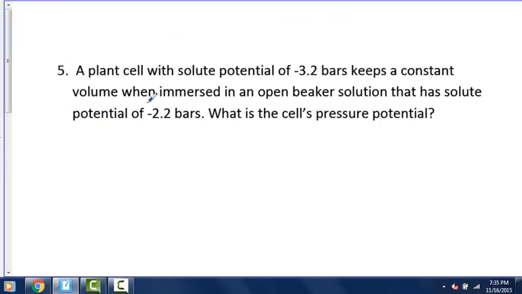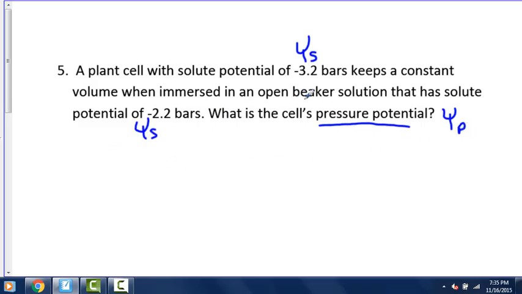A plant cell with a solute potential of negative 3.2 bars. So I'm going to mark this as my solute potential. It keeps a constant volume when immersed in an open beaker solution that has a solute potential of negative 2.2 bars. So this is also Ψs. So what is the cell's pressure potential? So I've got to try and find this.